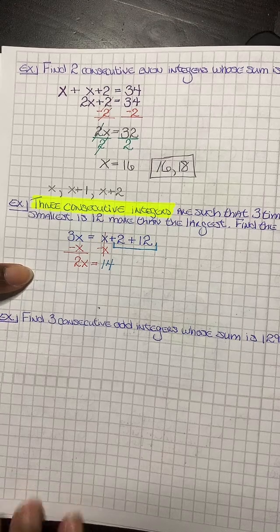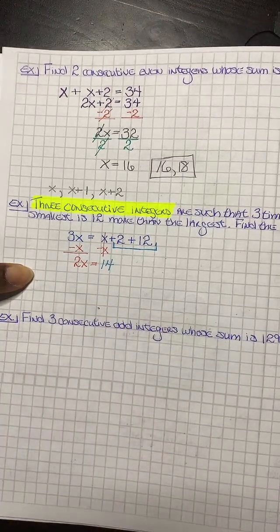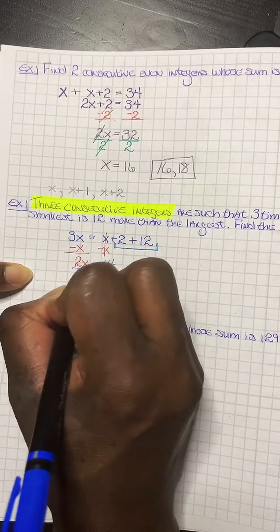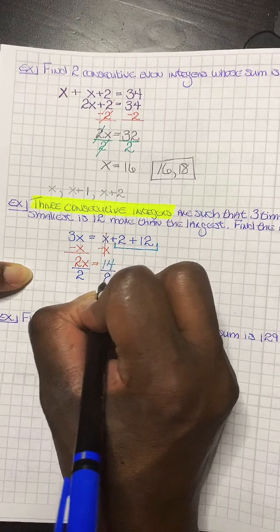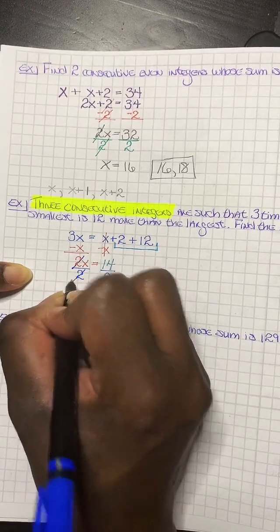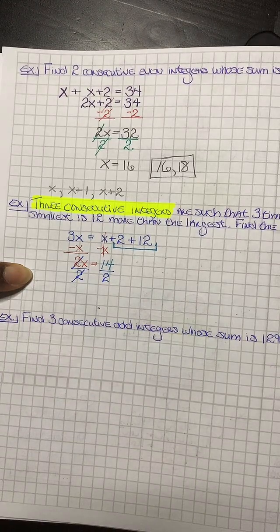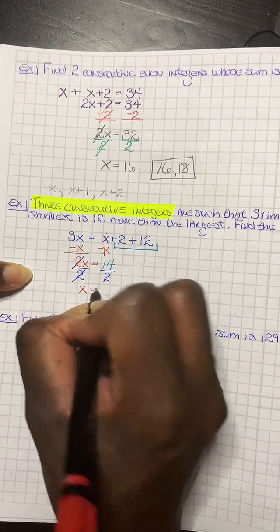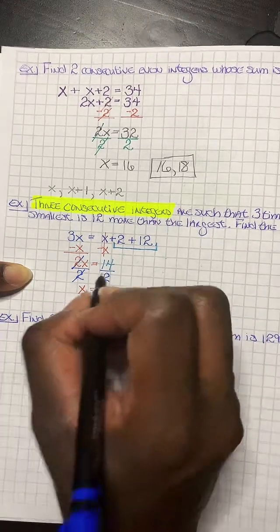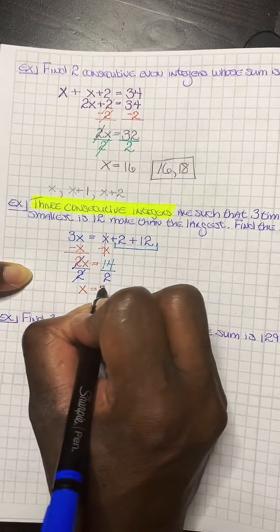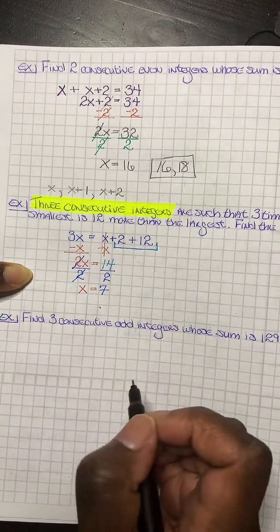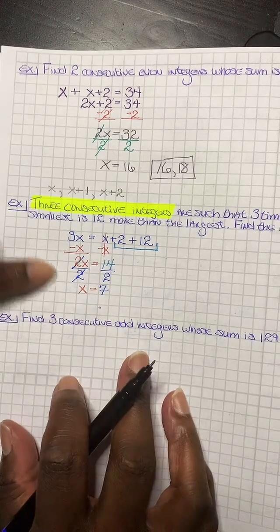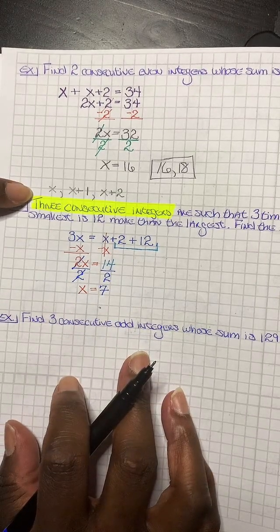So now, here we go. Divide both sides by 2. Boom, boom. The reason why we're doing this is we're isolating the variable. That's the whole premise of all equations. You want to isolate that variable. You want to know what that number is. So 14 divided by 2 gives me 7. So we're saying that 7 is going to be the start of this series.